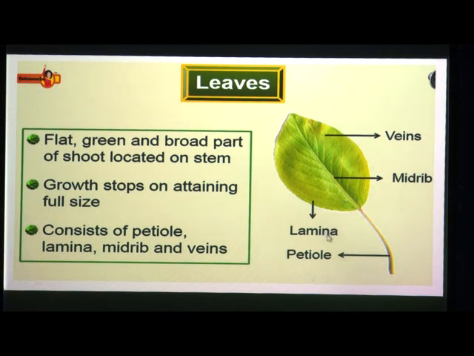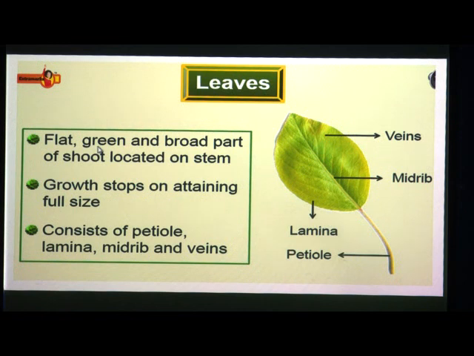Okay. So, these are the parts of a leaf. This is called the vein, which carries the water and minerals to all parts, to all corners of this leaf. Then the middle small line which is thick is called the midrib, and this is the lamina, and this is the petiole.